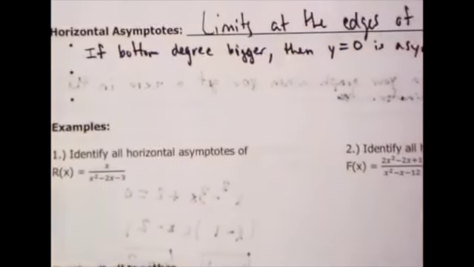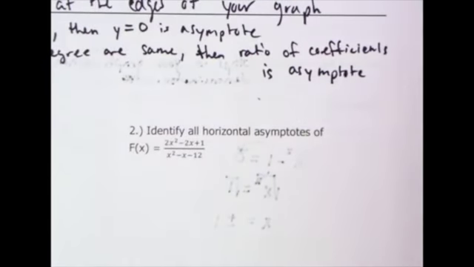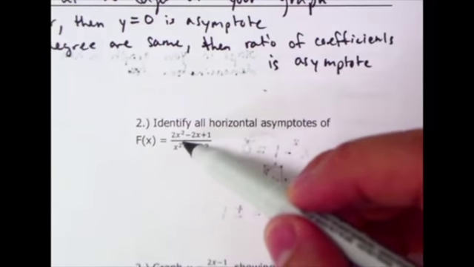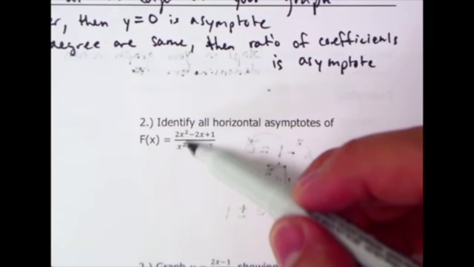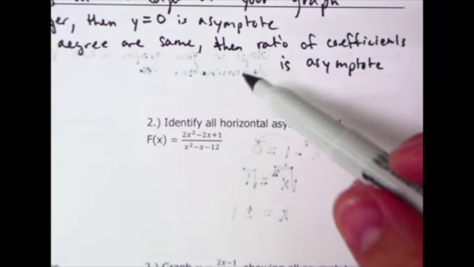Right? The other type of asymptote is, well, what if they're the same? Now, what do you mean by that? Well, let's take, for example, this one right here. Notice how they're both x squareds. Okay, so in this case, they are the same. So we use the second rule here.